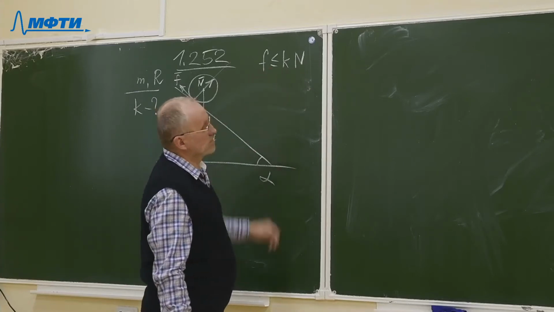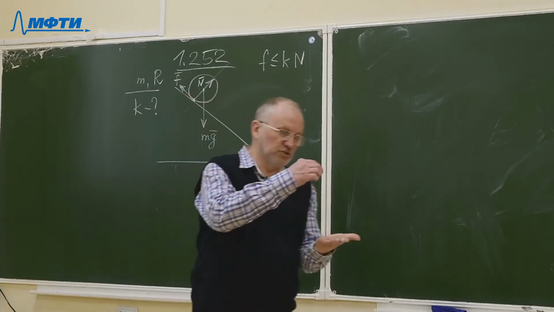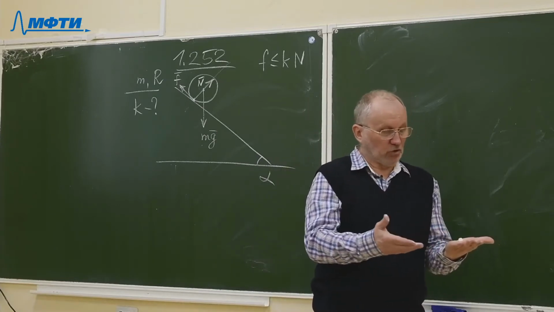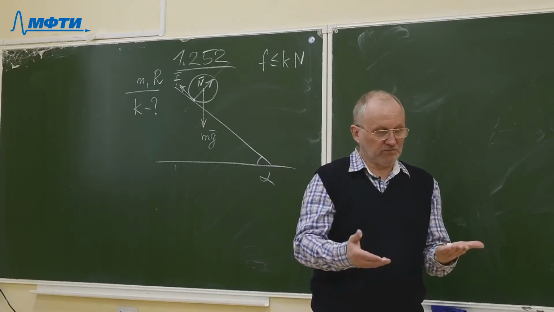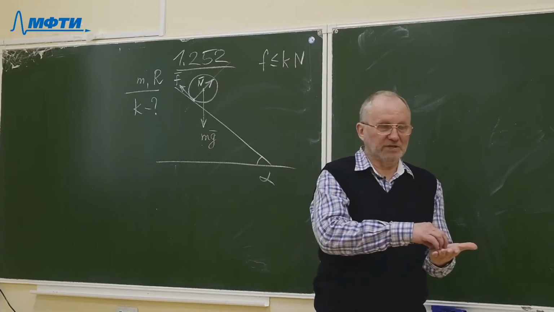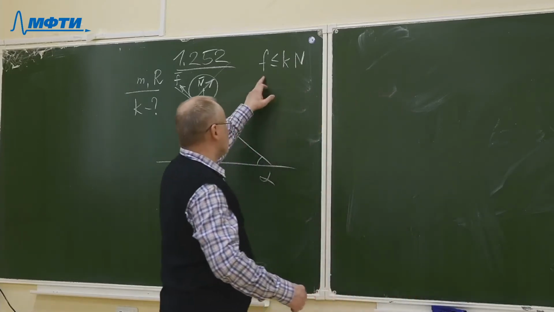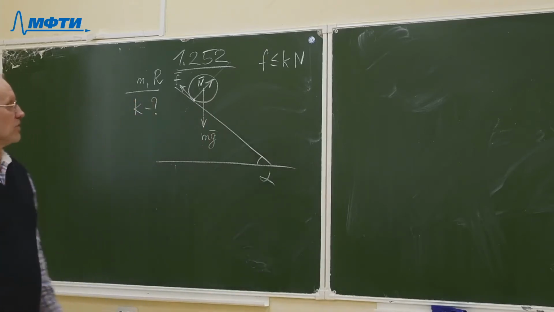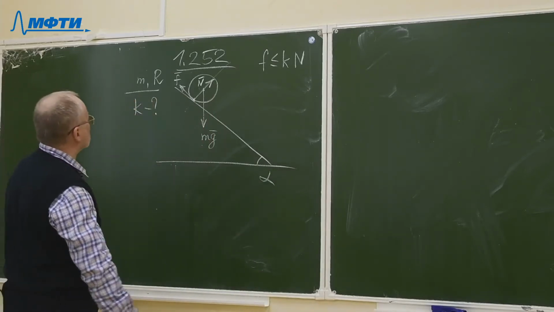The force of friction is smaller if the body does not move at all, if it's at rest. If the body is at rest on a horizontal surface, there is no force of friction. It's zero. But the maximum possible force of friction is defined by this quantity, which includes the coefficient of friction by definition.